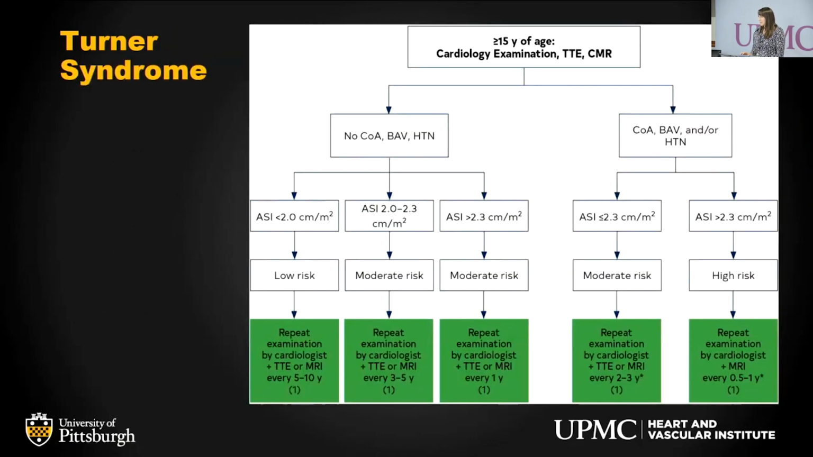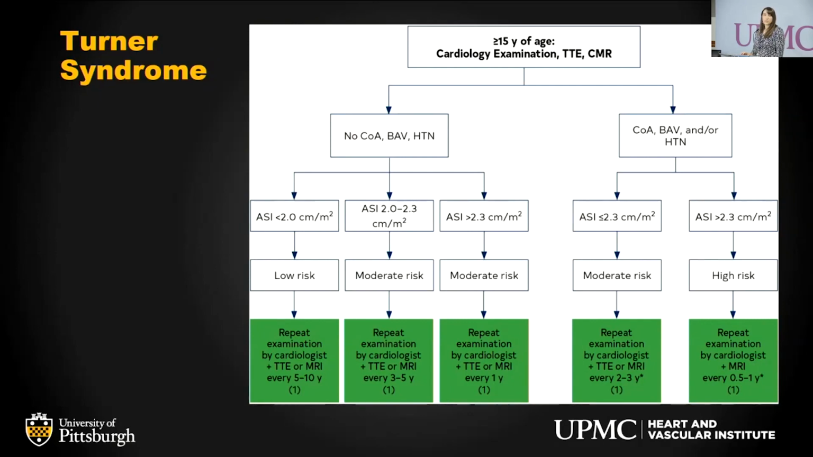This is recommendations on how to approach them for imaging and interval screening. So once they reach teenage years, they should see a cardiologist, have a full echo, and a full cardiac MRI. In this case, we recommend an MRI over a CT so that you can assess for bicuspid and coarc in case the echo is not adequate, because you want to know if they have those at time of initial evaluation.